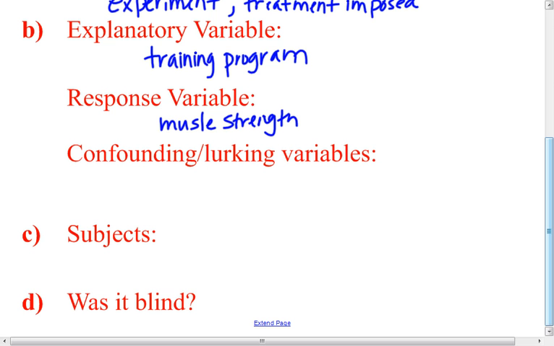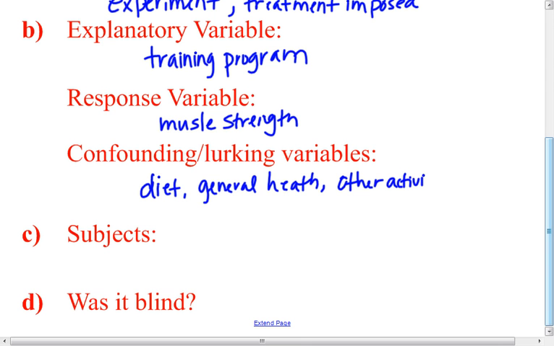And certainly there are some other things out there. Things like what diet they have. Do they eat a lot of protein? Stuff like that. Their general health condition. Other activities that they do. Are they a person who's active in other ways or not, or whatever? We don't really know. Okay. The subjects in this case, the people that participated in the study, were men aged 60 to 75.